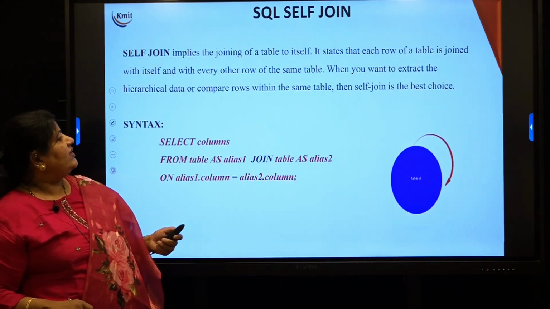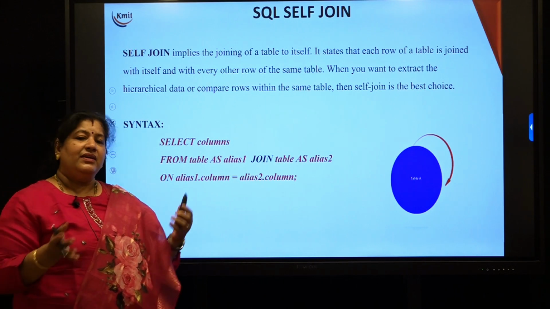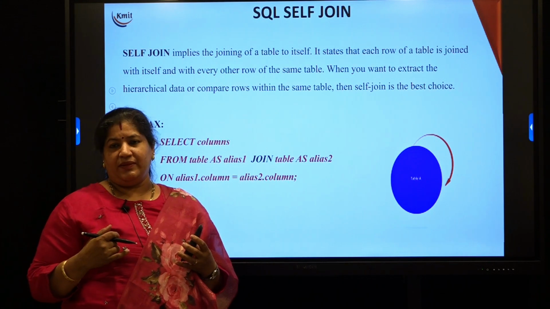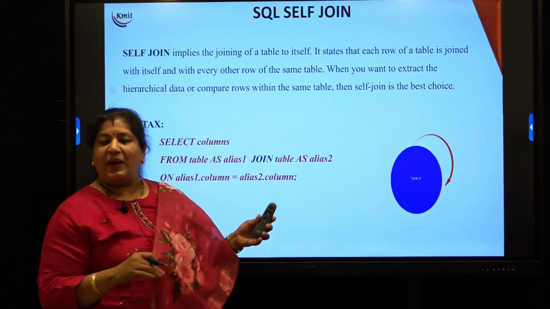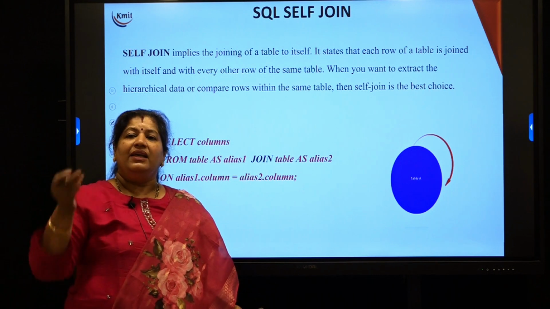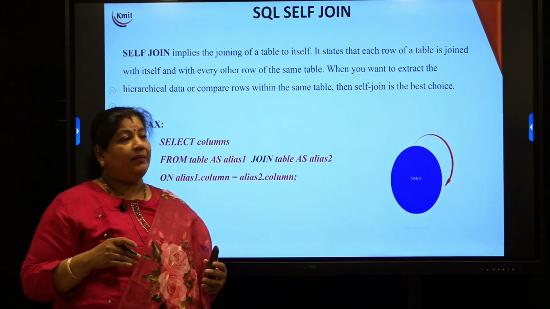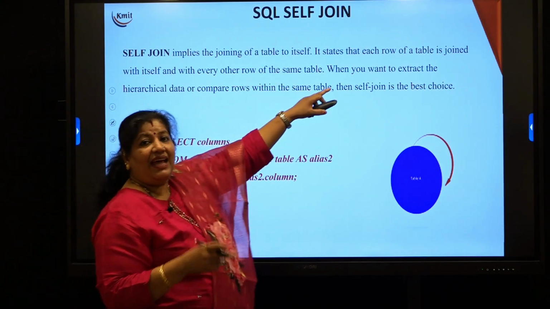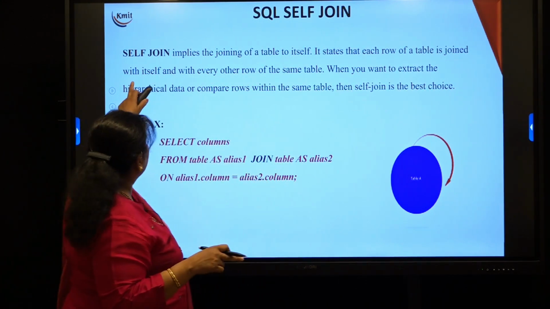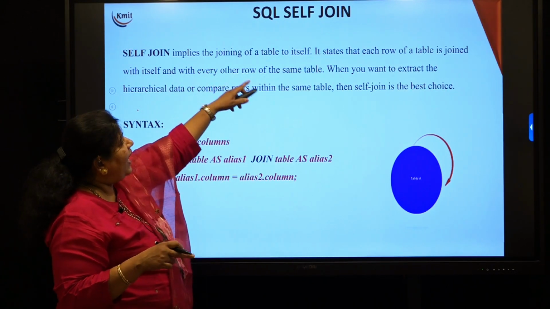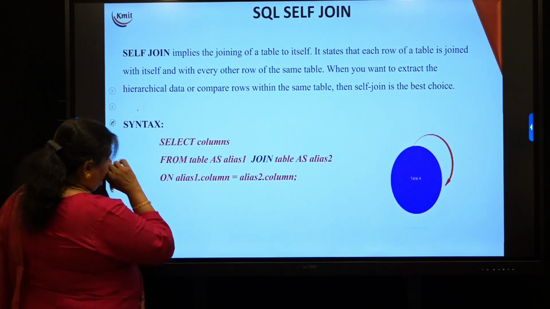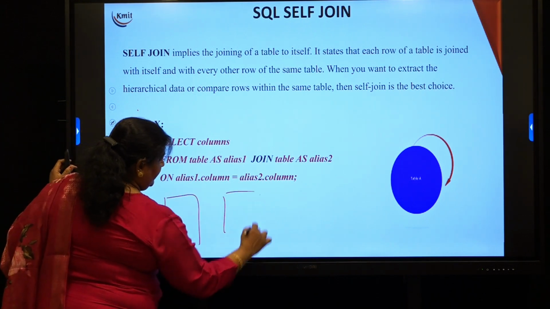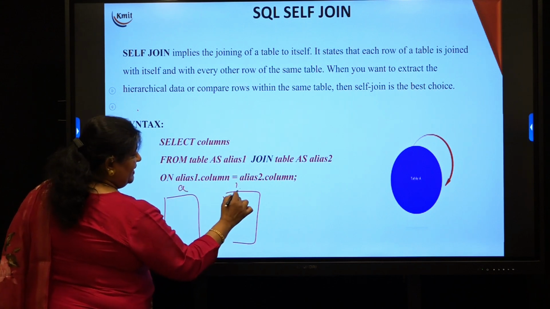Coming to the self join. Remember, these joins we have learned so far are also called natural joins. A self join is a special category wherein a table is joined with itself. It states that each row of the table is joined with itself and with every other row of the same table. So when I say two tables, it is the same thing called A and B, the same copy.